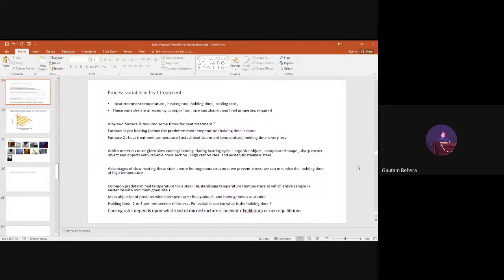Next one is, now main objective of predetermined temperature: fine grain and homogeneous austenite. This is the main objective. The grain should be fine grain and it should be homogeneous austenite grain.